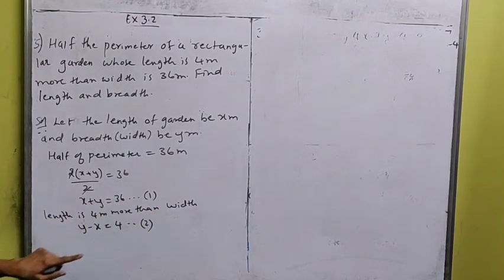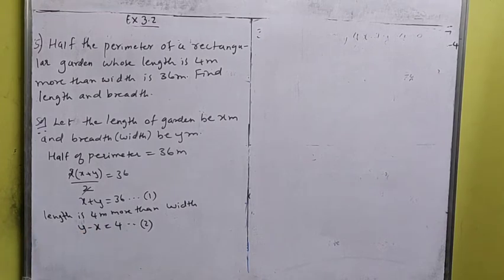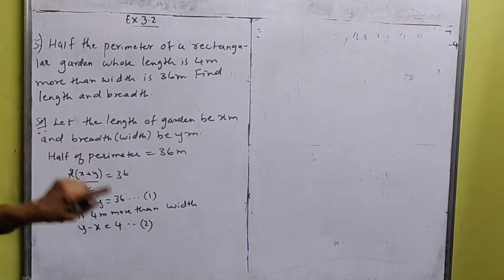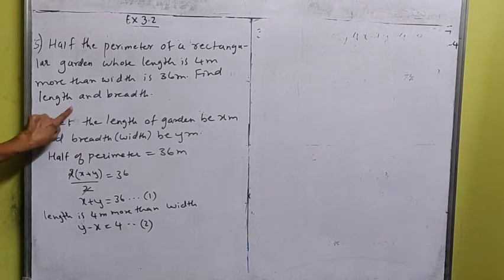x plus y is equal to 36, y minus x is equal to 4. That is the second equation. Now we have to take this and draw the graph of it. So there is a graphical representation for it.